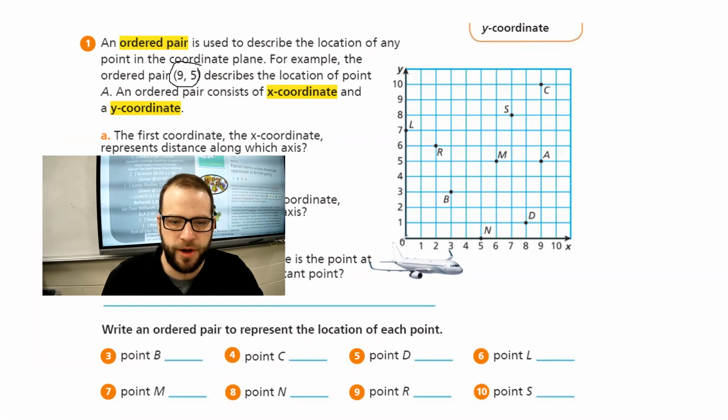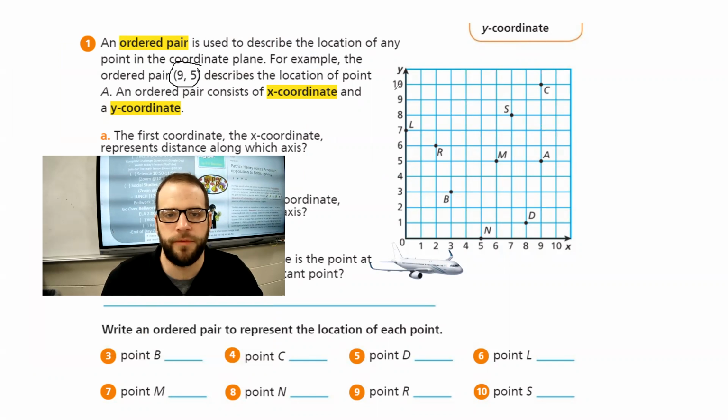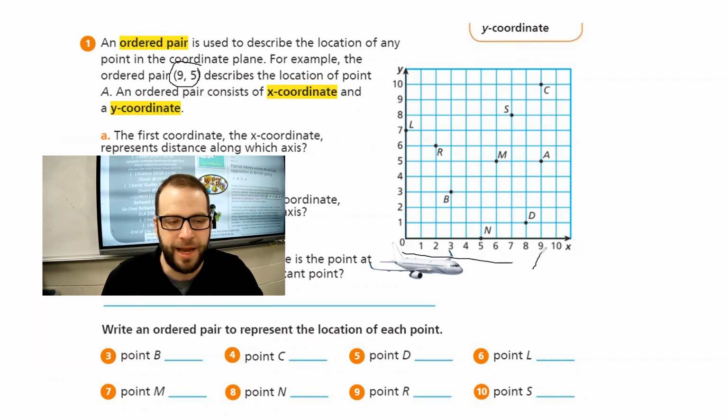If you think about an airplane starting here, an airplane is not a helicopter. It will not go up first. Before an airplane can go up, it's got to go over, right? So I always think the first number is how far over. The airplane goes this way, 9. And then the second number is how far up, 1, 2, 3, 4, 5. So that is how we can plot A right there.